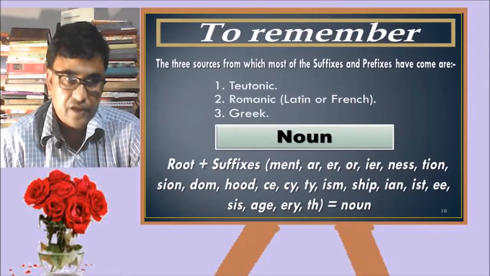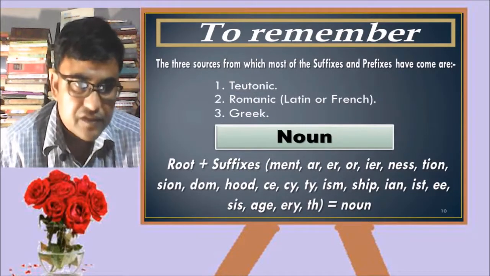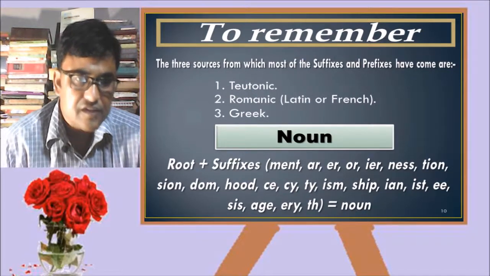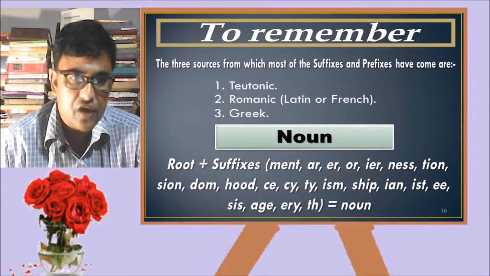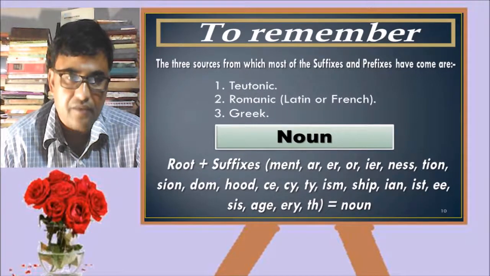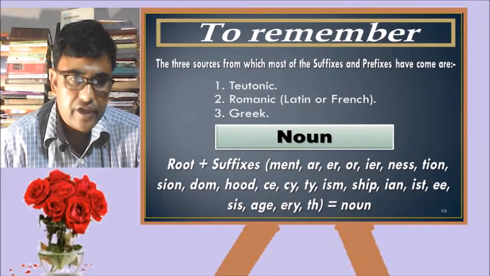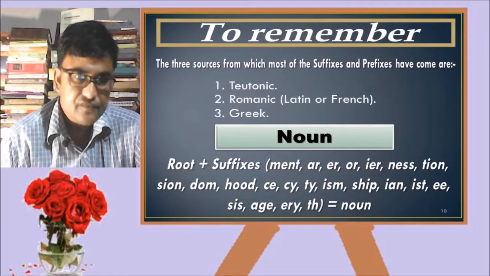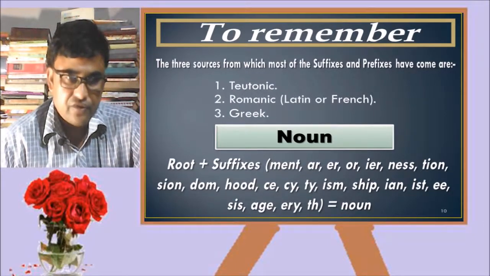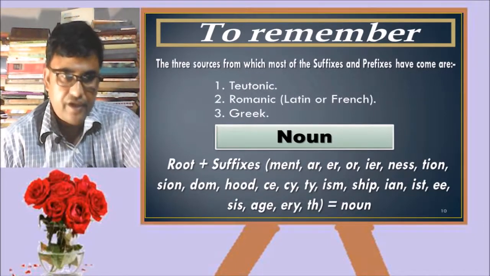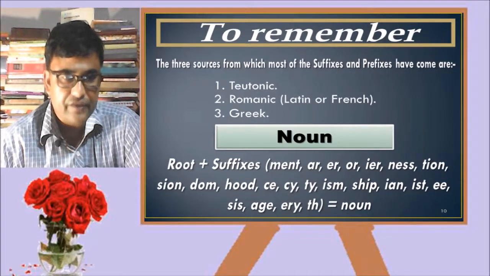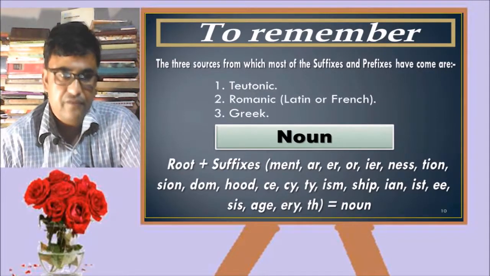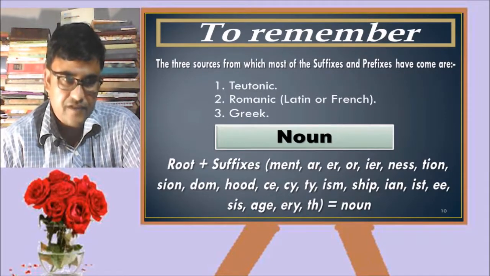To remember, the three sources from which most of the suffixes and prefixes have come are: one, Teutonic; two, Romanic, that is Latin and French; and three, Greek. Okay. Now I am going to discuss only those suffixes which make nouns. Okay. Here are some suffixes.